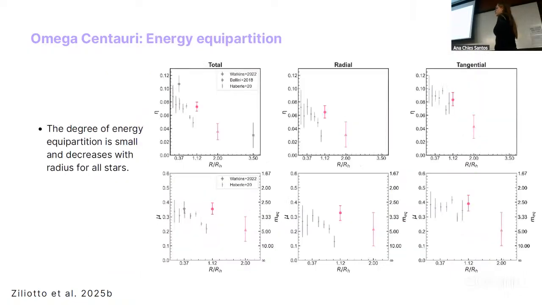We also measure energy equipartition for Omega Centauri, and we are comparing our measurements, which are the pink dots, with results from the literature. So we have that in the center, Omega Centauri is exhibiting higher skewness than in the outskirts. This again makes sense because in the center, stars are exchanging more energy and reaching equipartition faster than in the outskirts.